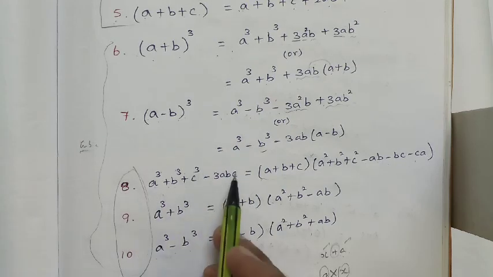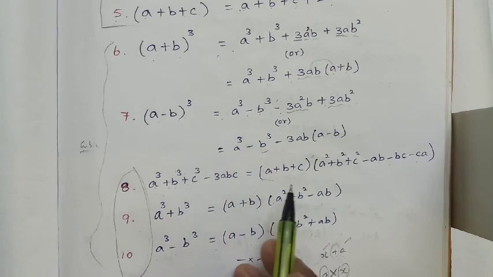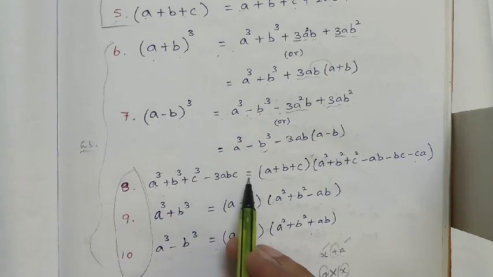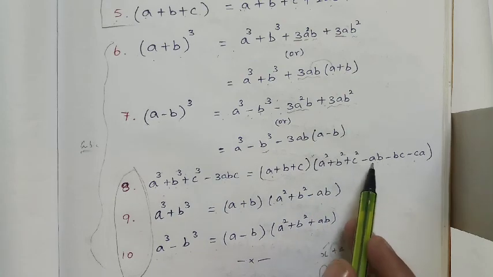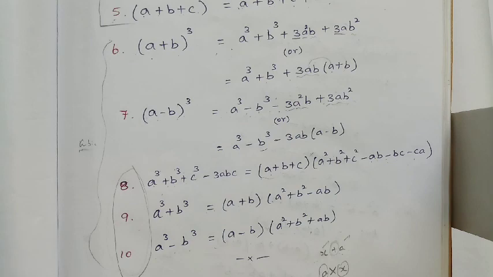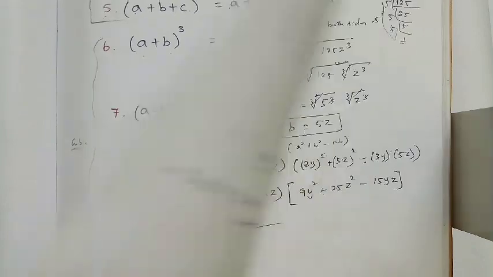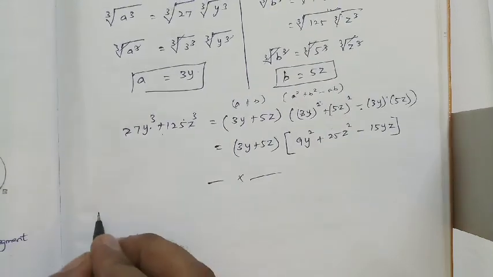Identity number 8 has been deleted from our syllabus, so now we are going to cover only 70% of the syllabus. The 8th identity is a cube plus b cube plus c cube minus 3abc is equal to a plus b plus c into a square plus b square plus c square minus ab minus bc minus ca. This is deleted. By using the 8th identity, we had 4 sums: sum number 11, 12, 13 and 14 in exercise 2.5 have been deleted. Directly I am just going to solve sum number 15.